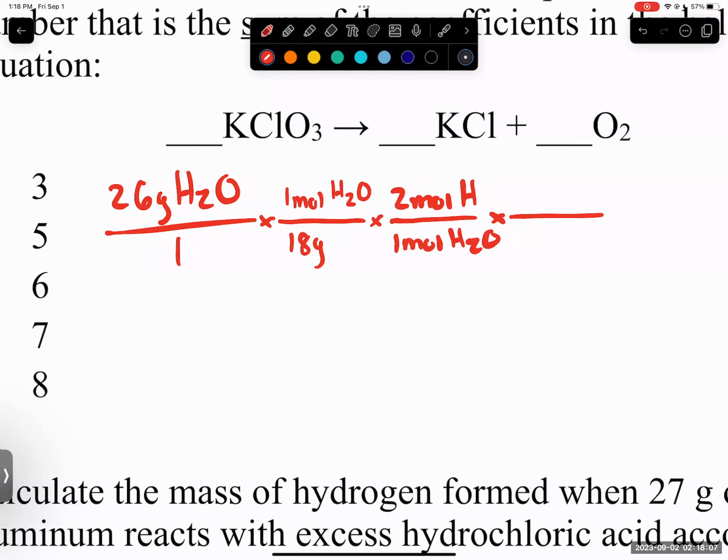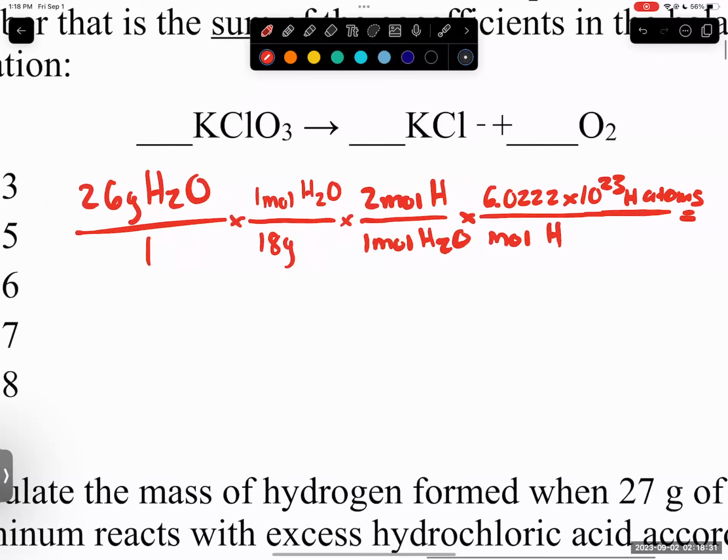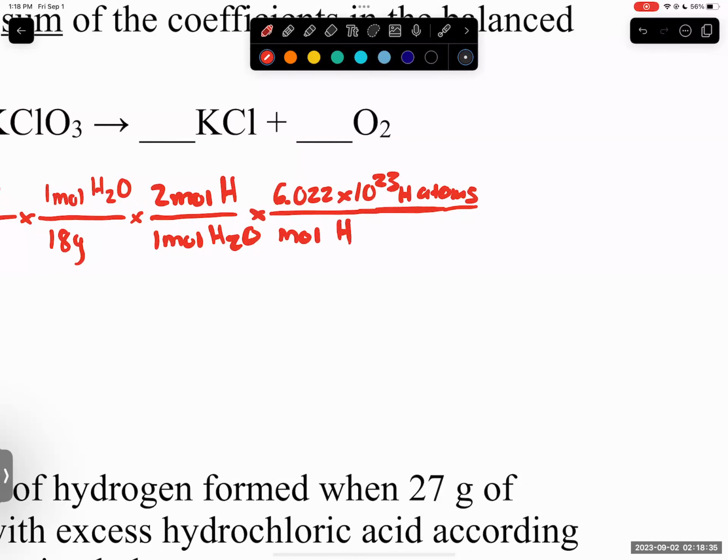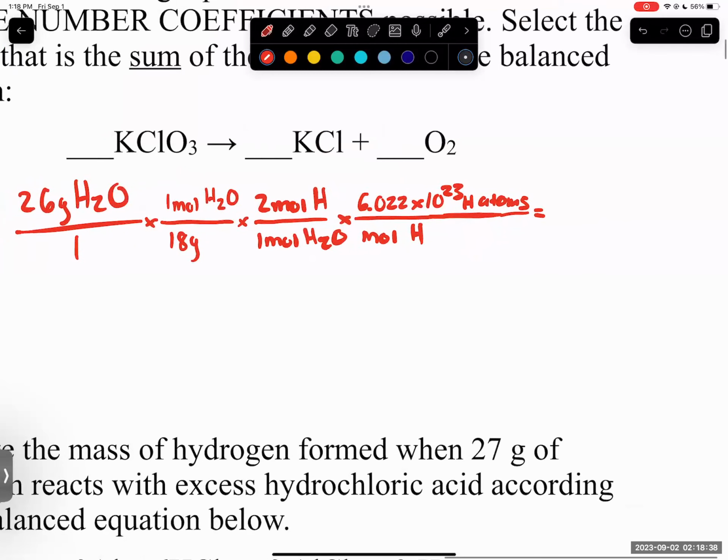And we know for every mole of hydrogen atoms, how many hydrogen atoms are in that mole? Avogadro's, 6.022 times 10 to the 23rd. And your units would be H atoms. So what did y'all get when you put this in? A lot of hydrogen.